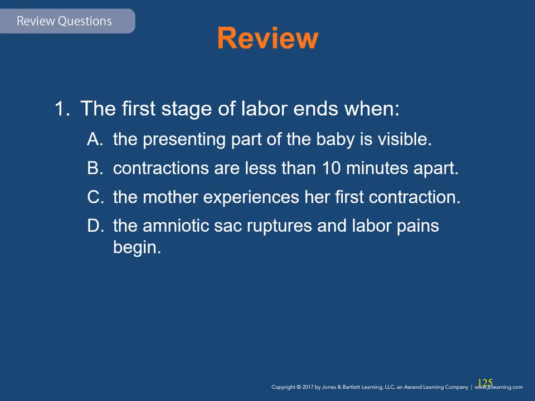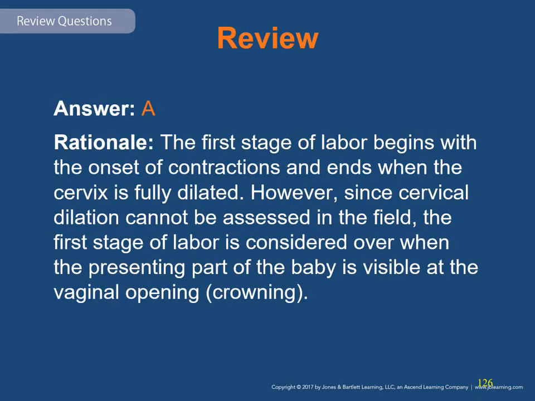Okay, class, let's go over some review questions. Review question 1. The first stage of labor ends when A. The presenting part of the baby is visible. B. Contractions are less than 10 minutes apart. C. The mother experiences her first contraction. D. The amniotic sac ruptures and labor pains begin. The correct answer is A.